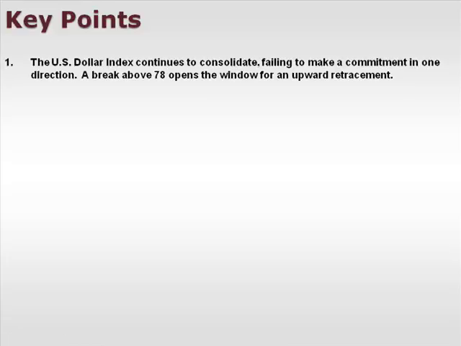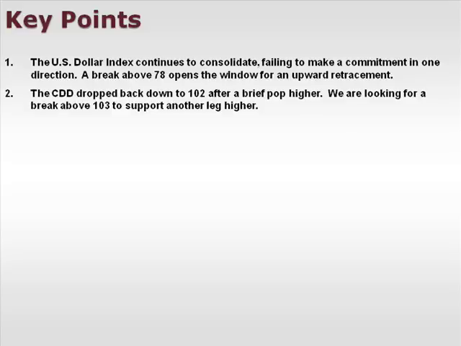Let's take a quick look at a few key points. First of all, the U.S. dollar index continues to consolidate, failing to make a commitment in one direction or another. A break above 78 opens the window for an upward retracement. The CDD dropped back down to 102 after a brief pop higher. We are looking for a break above 103 to support another leg higher.